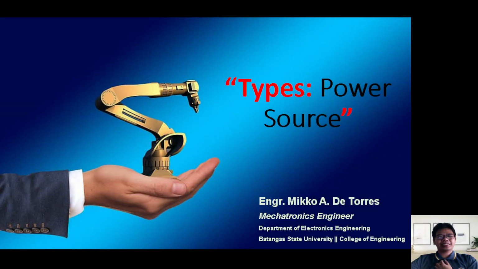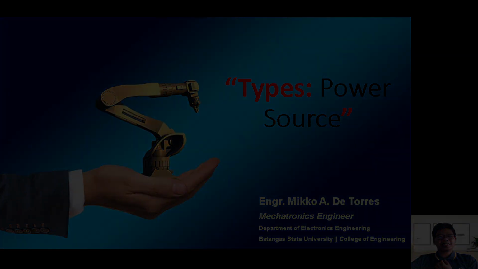As our journey through mechanical manipulator types continues, let's now delve into the aspect of power sources. Here we'll examine how different types of manipulators are powered, whether through electric motors, hydraulic systems, pneumatic mechanisms, or even a combination of these sources. The power source plays a vital role in determining the manipulator's strength, speed, and efficiency.